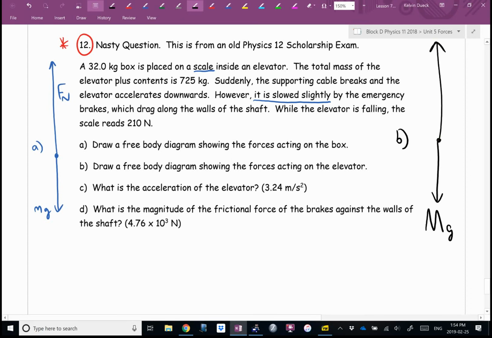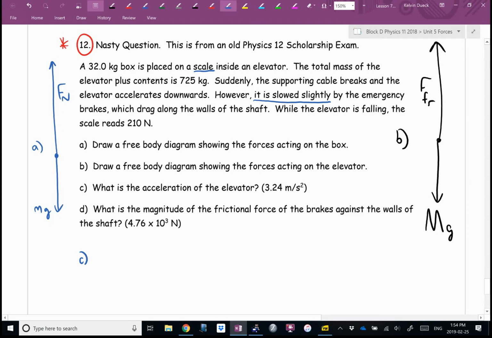So I know that arrow's there. Which force is that? Normal force isn't what's slowing this one down. I think brakes or friction, pointing up this time. Okay. C.